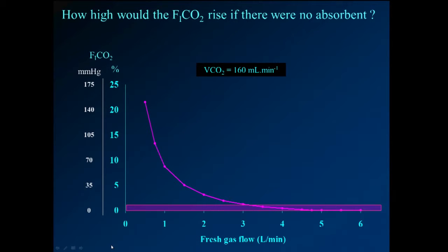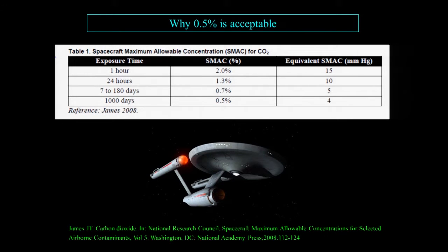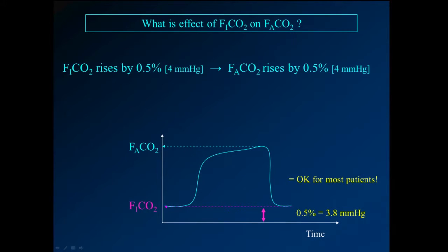Is 0.5% inspired CO2 acceptable? 1%? Well, let's ask Captain Kirk here. These are the spacecraft maximum allowable concentrations, the SMACs, for CO2. You can see that in space travel, 0.5% is deemed acceptable for 1,000 days. 0.7% for a week to half a year, and even 1% to 1.3% up to a day. So this seems to be well tolerated.